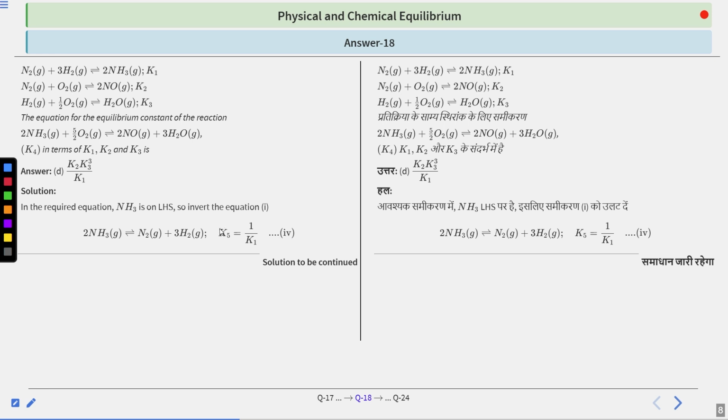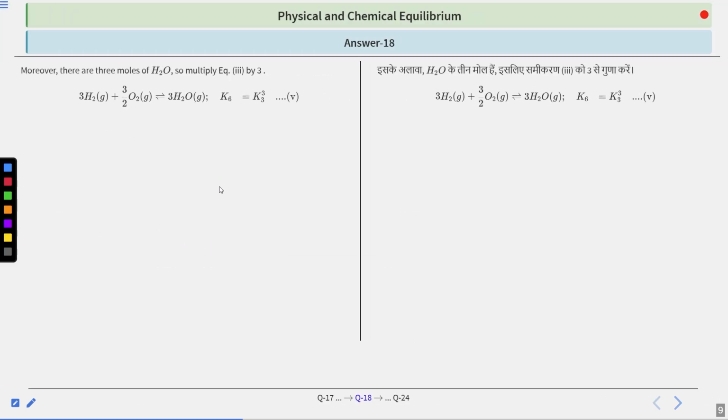Now since we have inverted equation 1, the new equilibrium constant, which is written as K5, will be the inverse of the initial one, which is K1. So K5 equals 1 by K1. Next, there are 3 moles of H2O, so we multiply equation 3 by 3. When we multiply the whole equation by 3, your new equilibrium constant K6 will be the cube of the previous one.